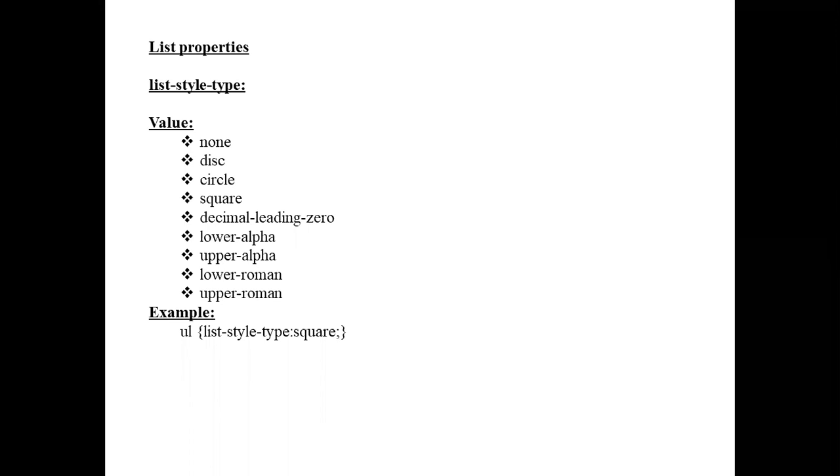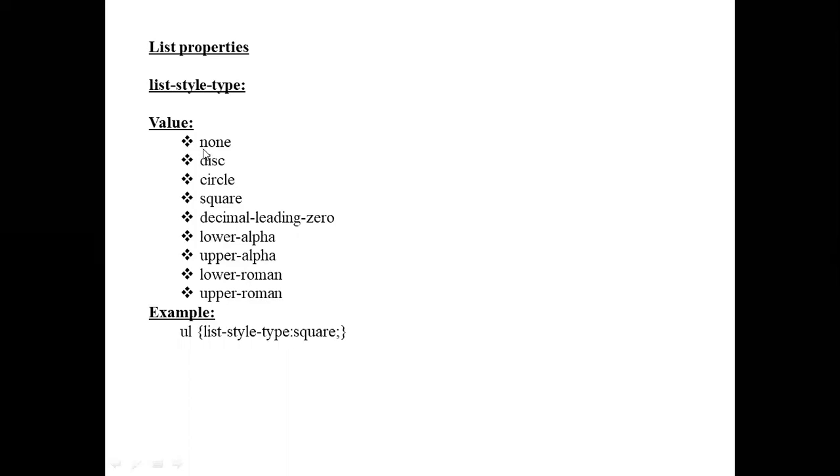So here the list-style-type defines the type of the list item marker in a list. Suppose the values are none, disk, circle, square, decimal-leading-zero, lower-alpha, lower-roman, upper-roman. These are the different values in the list-style property. So the list-style property specifies the type of list item marker in a list. Suppose here we give an unordered list. Then the list items are marked as squares.